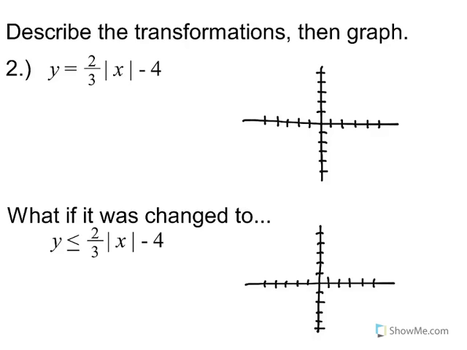For example number 2, we're going to start the same way. We're going to find the vertex by identifying the h and k values, and then we are going to determine if it opens up or opens down, and then plot points.